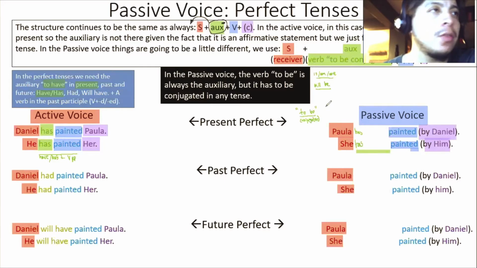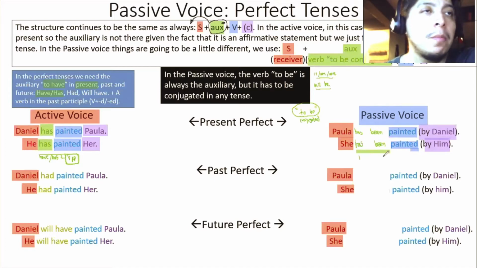And then we need the verb to be, the most important one. This is the auxiliary. The auxiliary is the verb to be. It is conjugated in the present perfect, so it needs the auxiliary of the present perfect, and the verb that you conjugate in the present perfect has to be in the past participle. So the verb to be in the past participle is been. So we have the auxiliary. The auxiliary is two parts, okay? It's two words. Paula has been painted, or she has been painted. Paula has been painted by Daniel, okay?